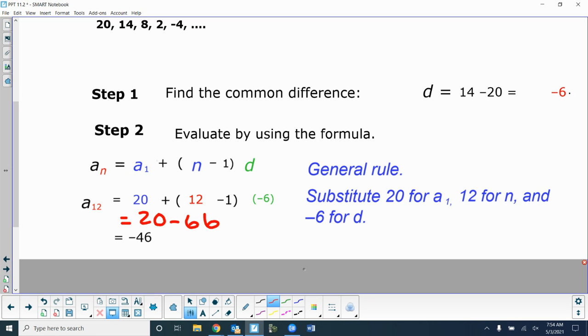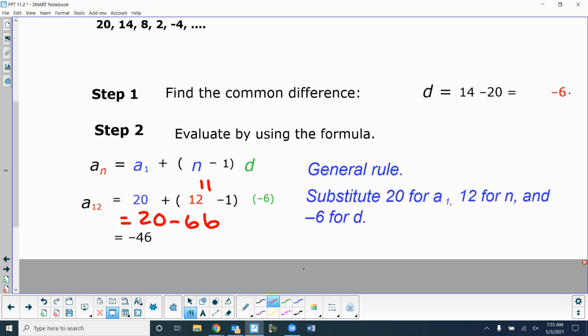So 20 was our first term, A1. N is 12 because it asks us to find the 12th term. And D is -6. That's what we figured out by going 14 minus 20. So you do 12 minus 1, do what's in parentheses first. That's 11. 11 times -6 is how we got the -66. And then it's 20 minus 66. So the 12th term of that arithmetic sequence would be -46.